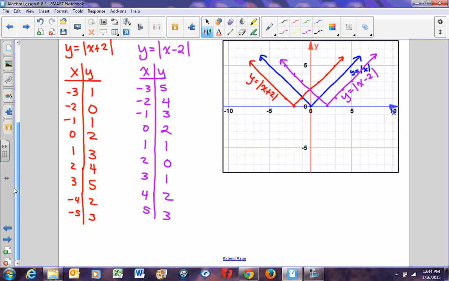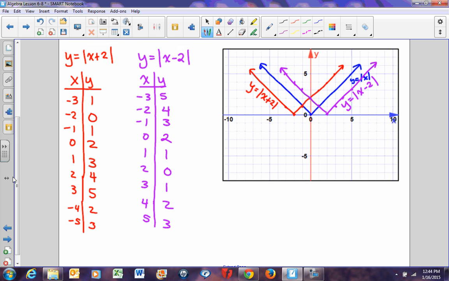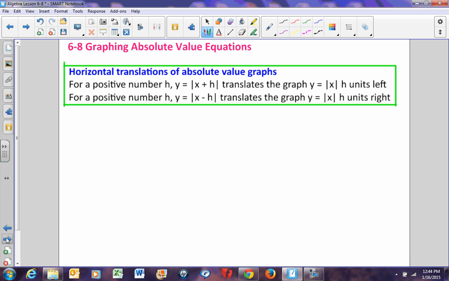Okay, so we have these graphs that look just like this. Again, how do we summarize this? Horizontal translations of absolute value graphs. For a positive number h, y equals the absolute value of x plus h translates the graph y equals the absolute value of x, h units to the left. So if you add it, it goes to the left. If you subtract it, it goes to the right. This is something that's very important. Obviously, I've highlighted it in this nice green color, so you should copy this into your notes.